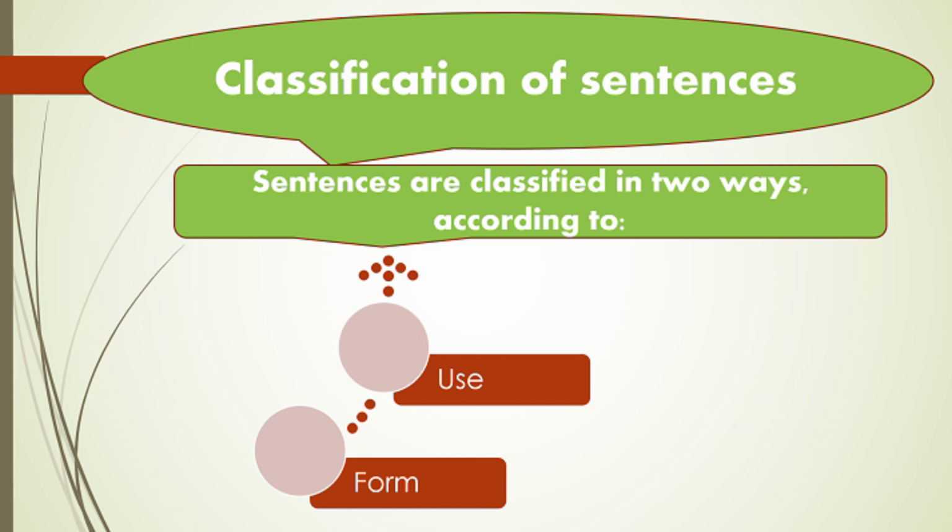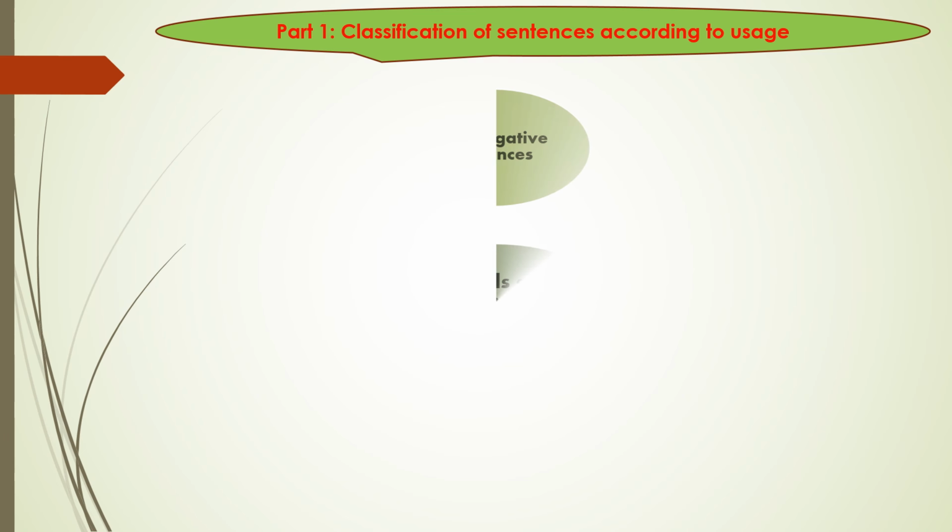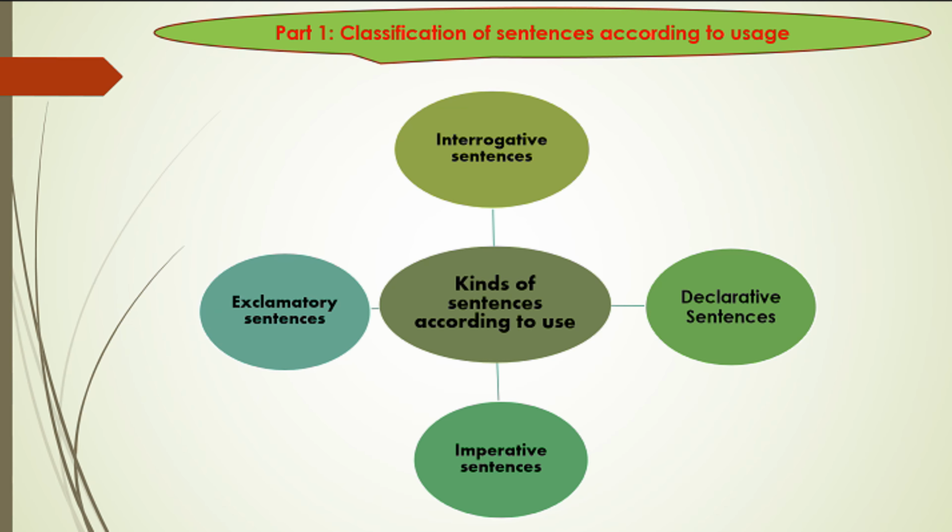So, as you can see here, sentences are classified in two ways: according to their use and according to their form. In this video, we're going to focus on the first category, which is the classification of sentences according to their use. In this first category, we have four types.